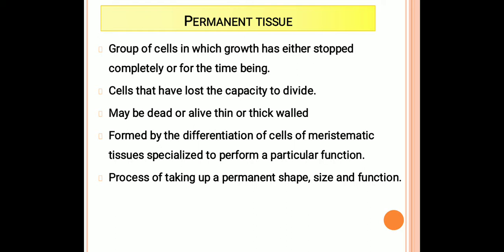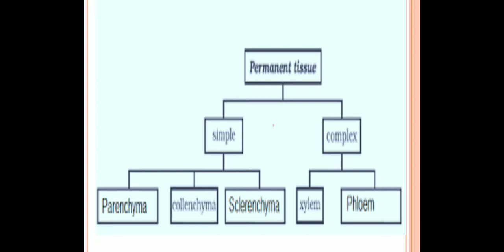Sometimes they will ask the question, what is differentiation? Differentiation is the process of taking up a permanent shape, size and function. So the next topic is the classification of permanent tissue.